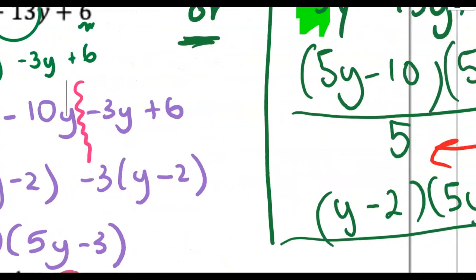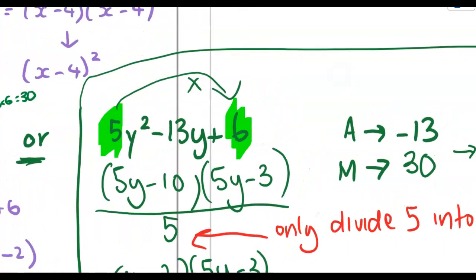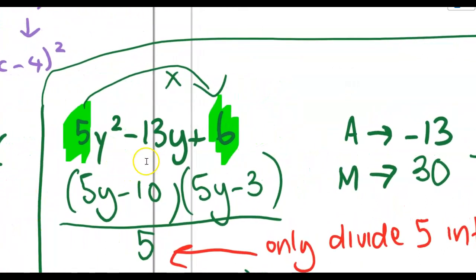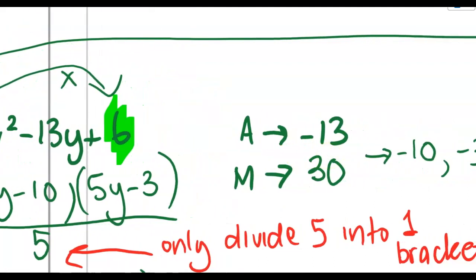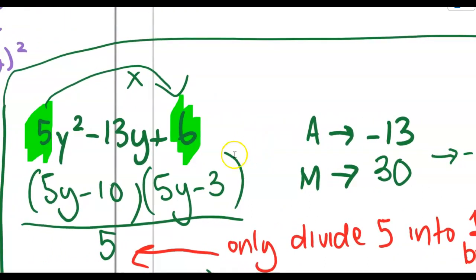That's one way. Here's my messy writing and another option. It's the same as before. We're still at the same question here. We're still looking at things that are going to add to minus 13 and multiply to 30. And we said, same as before, they're going to be minus 10 and minus 3. So what we do is we pop a format up that looks like this. I'm going to pop a 5y in each bracket because 5y is what's out the front, 5y squared. So we're going to go 5y and 5y.